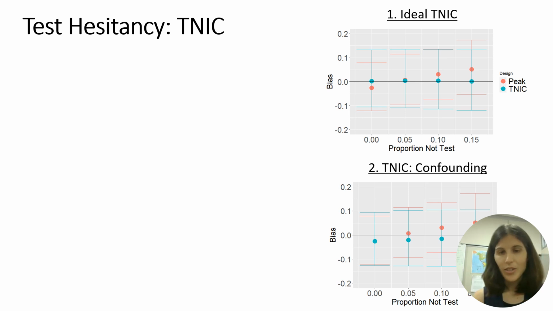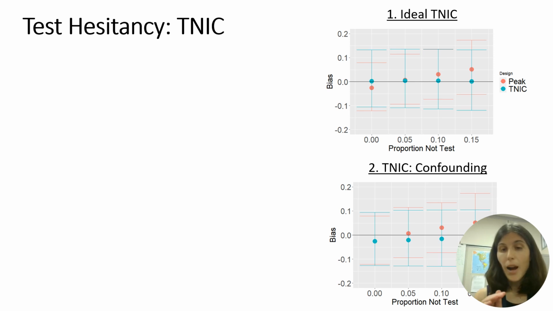Now let's look at the results here. In the top graph, we can see that in blue, the bias in the test negative design is constant regardless of the proportion who don't test in our study. But the bias in the peak design in orange changes depending on the proportion who don't test.